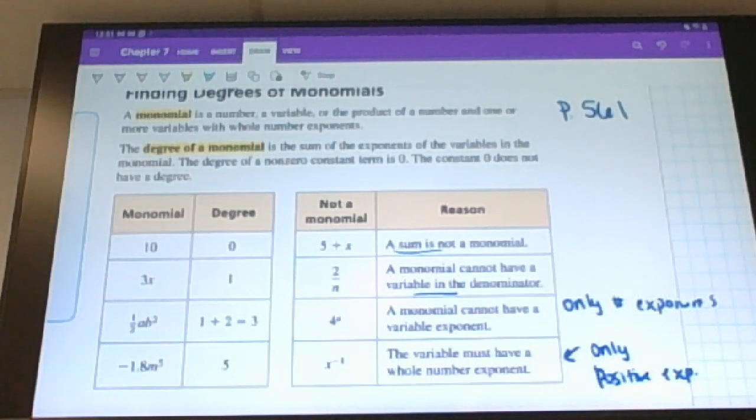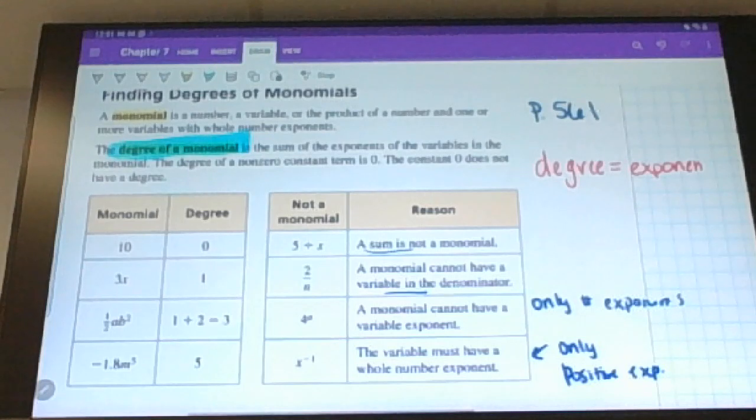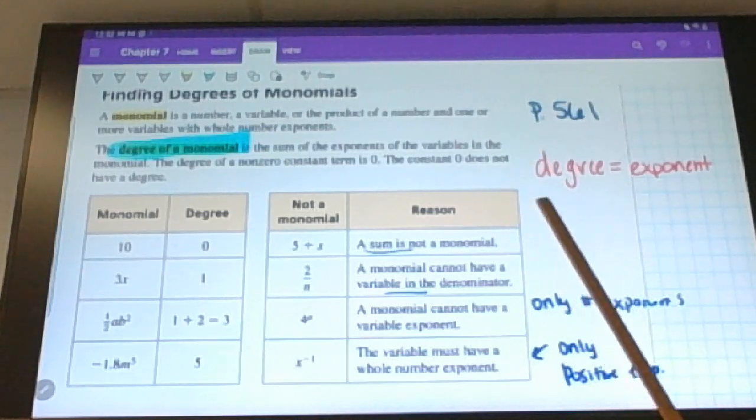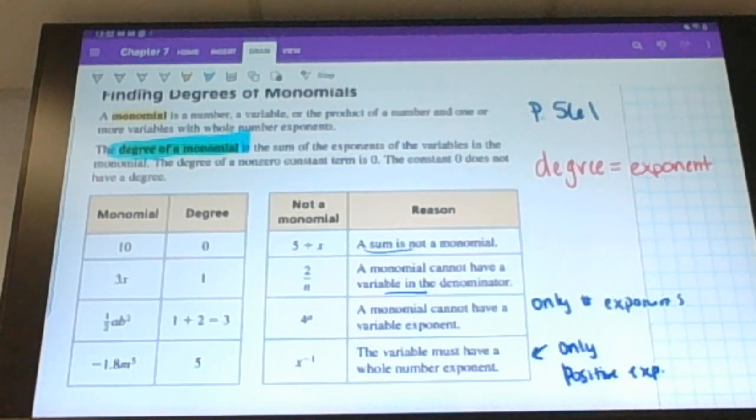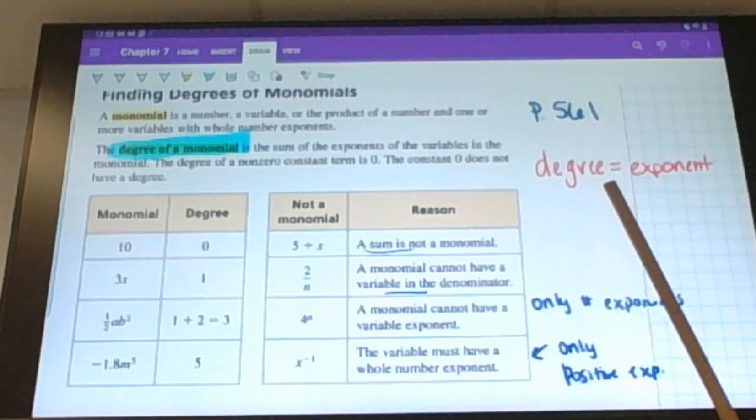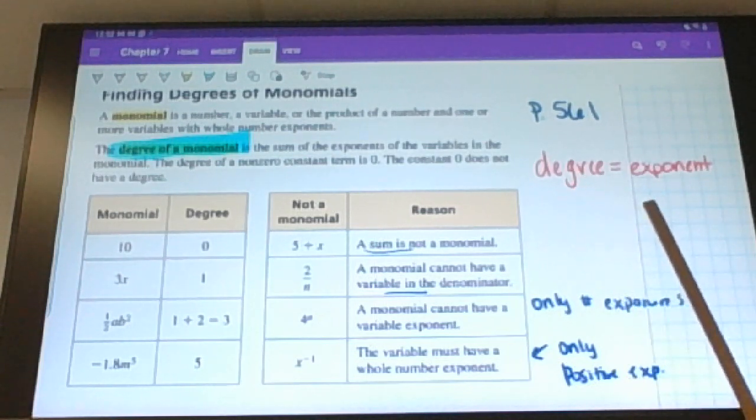Degree. I didn't make you write this, but we have to talk about it. Degree is like an exponent. Degree equals exponent. Daniel, what's the degree? Angle. Oh, you're right. There's degrees and angles. Good job. Also, maybe a temperature? Why are we overusing this word degree? That's way too many. So specifically when it comes to monomials and polynomials, the degree is talking about the exponent.